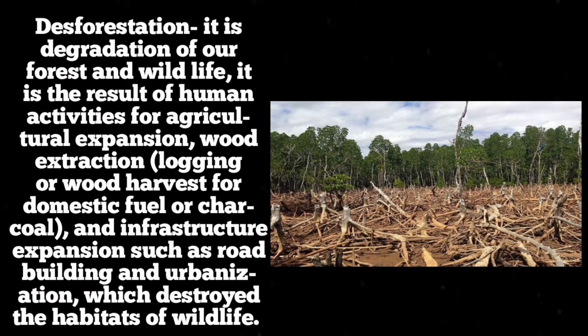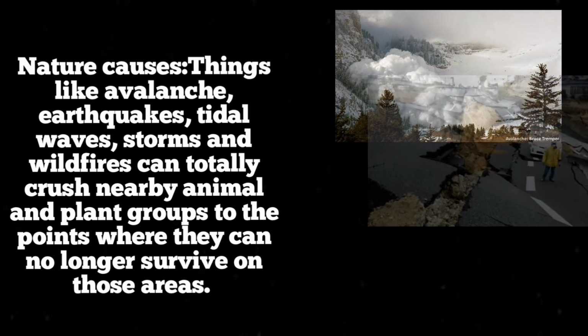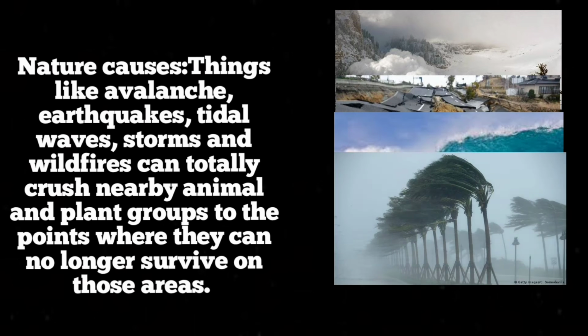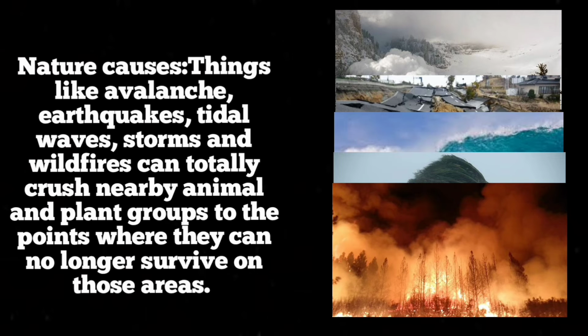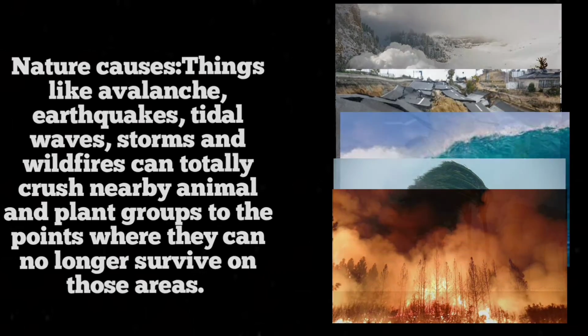Deforestation. It is the degradation of our forest and wildlife. It is the result of human activities for agricultural expansion, wood extraction, logging, or wood harvest for domestic fuel or charcoal, and infrastructure expansion such as road building and urbanization, which destroy the habitats of wildlife. Natural causes. Things like avalanches, earthquakes, tidal waves, storms, and wildfires can totally crush nearby animal and plant groups to the point where they can no longer survive in those areas.